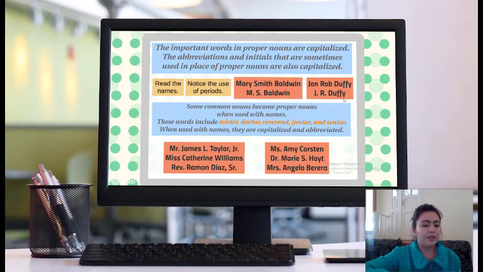These words include Mr., Doctor, Reverend, Junior, and Senior. When used with names, they are capitalized and abbreviated. For example, Mr. James L. Taylor, Junior; Miss Catherine Williams; Dr. Mary St. Hoyt; Mrs. Angela Barrera. When used with proper names, they are capitalized and abbreviated.